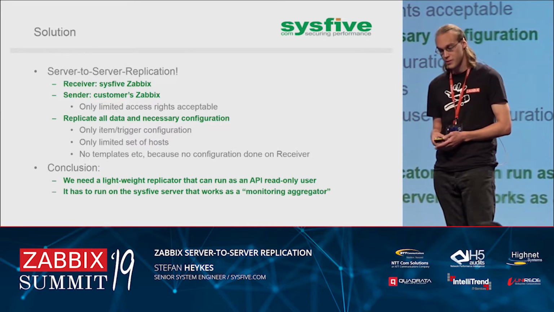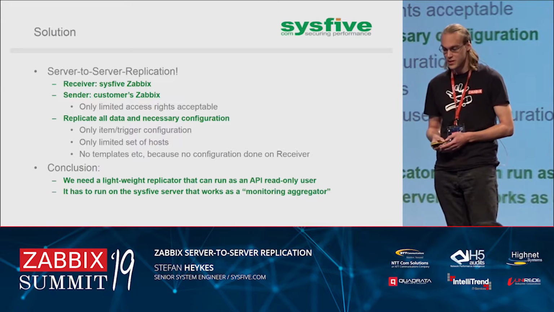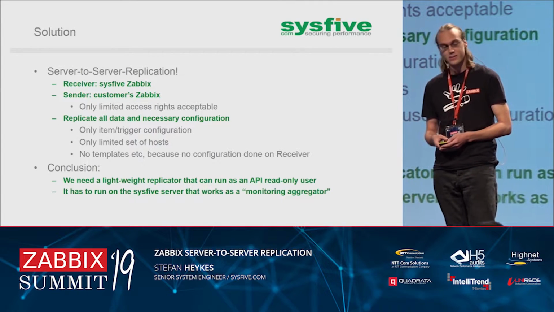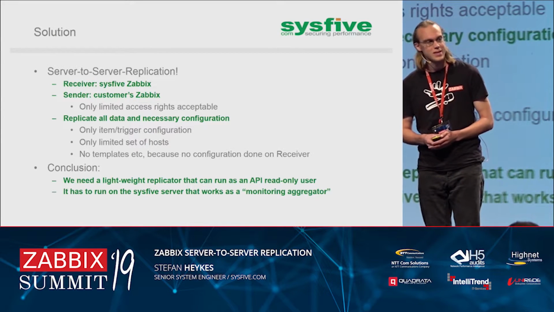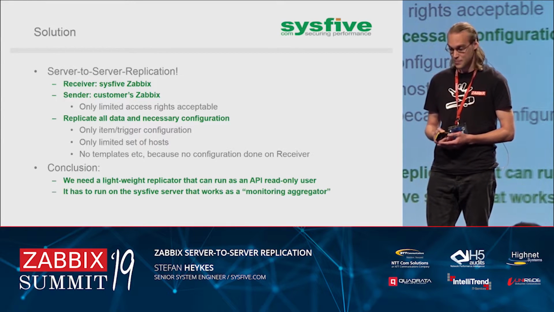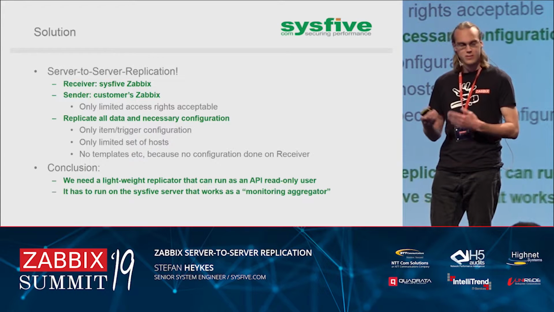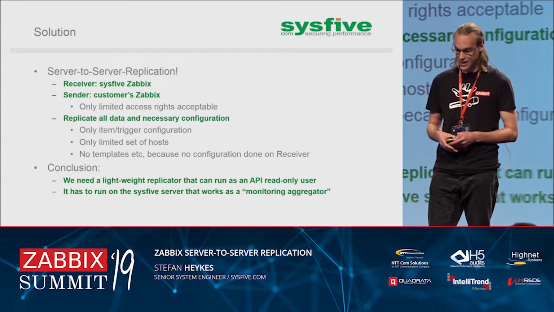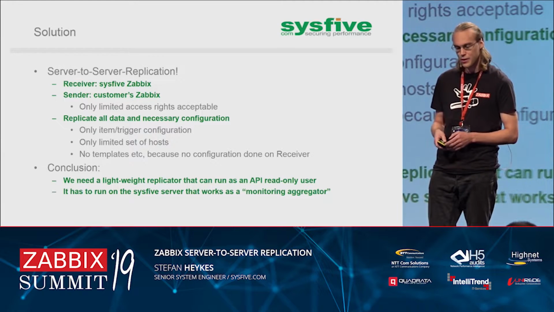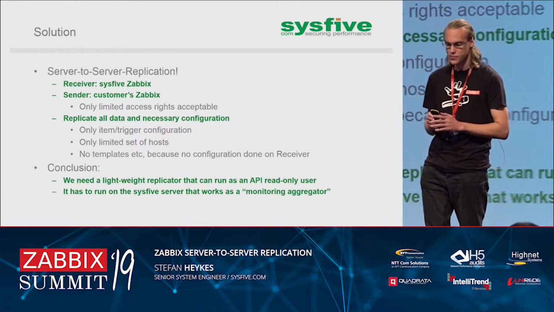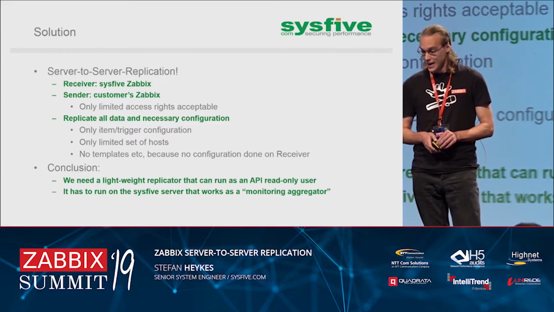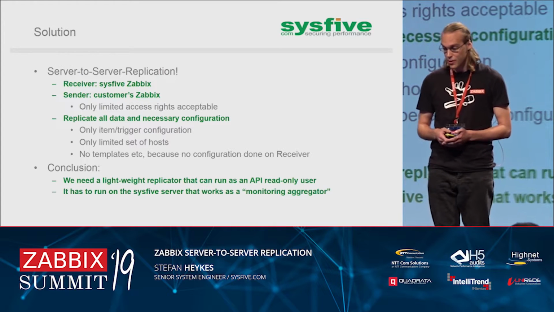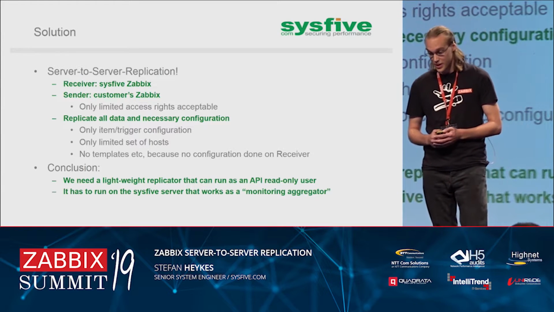So we have a clear data receiver, that is our Sys5 Zabbix server, and the data sender is the customer Zabbix server. And we have to take into account that only really limited access rights are acceptable for them. Just read-only access and through the firewall and all that. So we cannot do everything. We just have to focus really on one access and one simple access. So we are going to replicate all the data and necessary configuration.